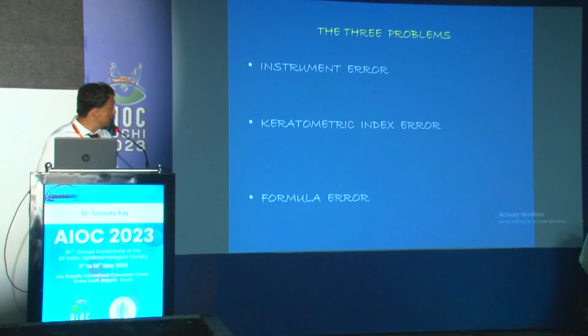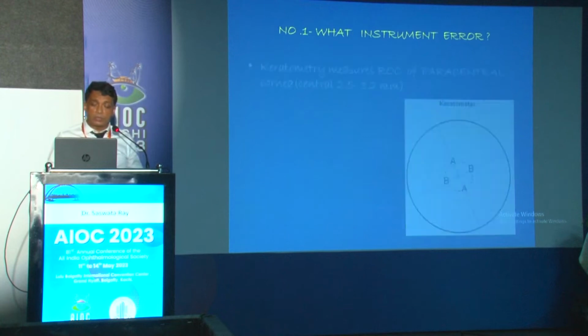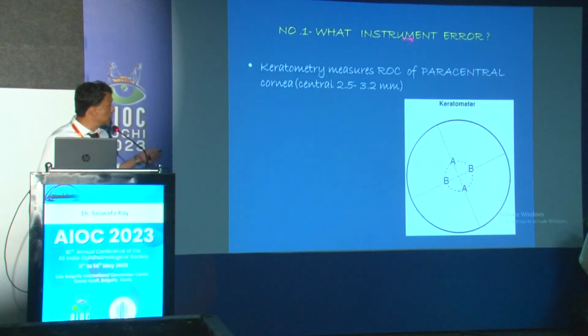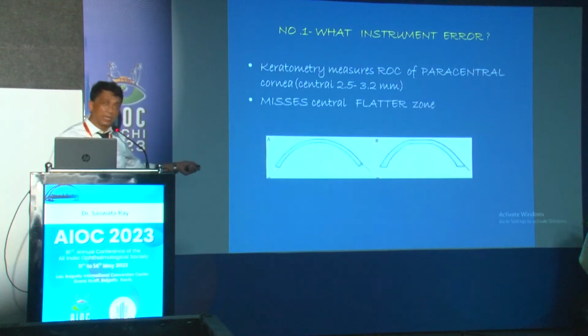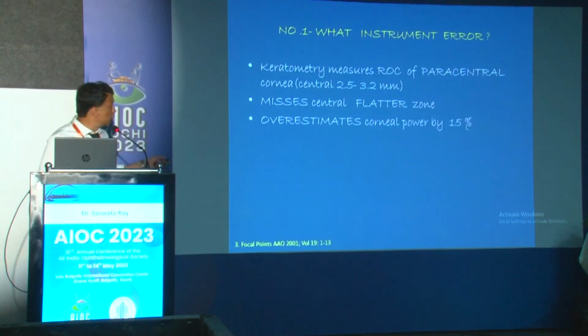Okay? It's important to understand that instrument error is because we use keratometers which measure the paracentral cornea, not the central cornea. So 2.5 to 3.2 according to the instrument. So what we measure is the paracentral area, and after refractive surgery it misses out the central area, which is flat, isn't it? So we're measuring basically the paracentral and we are missing the flatter zone in the center. This adds up to 15% of overestimation because of the steep paracentral area. So that's quite a lot.